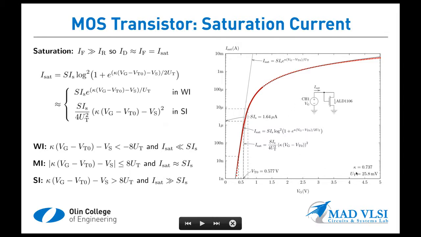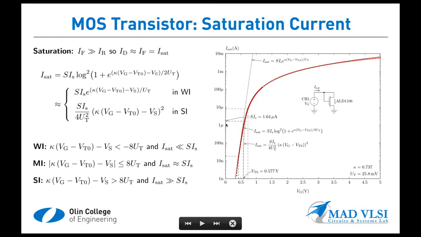So here, kappa from the best fit model turns out to be about 0.737, which is pretty much what we said it would be when we talked about weak inversion operation. And the threshold voltage that it found was about 0.577 volts. Threshold current, I_S, is about 1.5 microamps. Okay, and the actual current is about a factor of 2 less than that.